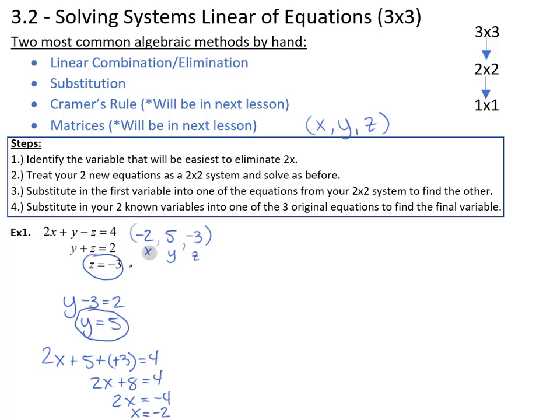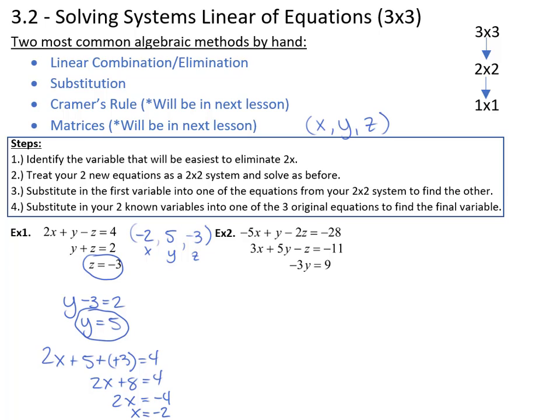Now, just like before in the 2x2 systems, these 3 values for x, y, and z should make all equations true. So if you plug that in for x, y, and z, all 3 equations have to be true. It can't just be true for 1 or 2 of them. It has to make all 3 equations true. And that's what we're finding.